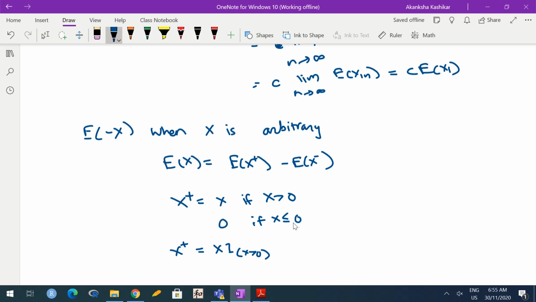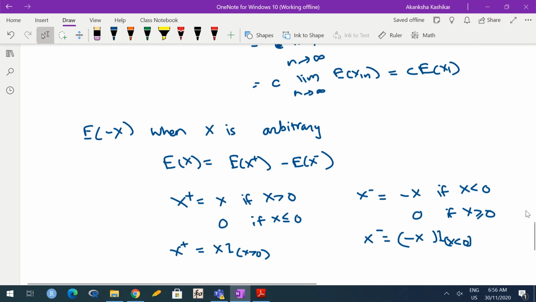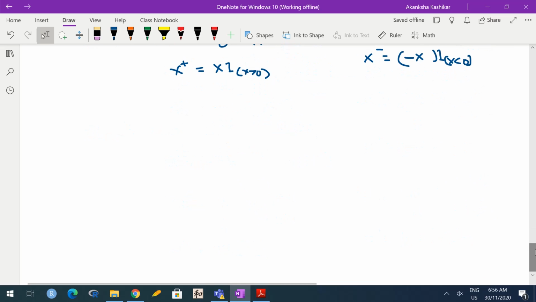Everyone getting this? Similarly, x minus is defined as minus x if x is negative and 0 if x is positive. So x minus can be written as minus x into the indicator of x less than 0. Okay. So we will make use of this and we'll prove a simple property.